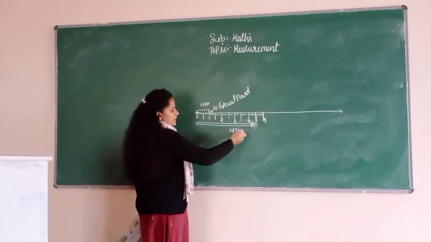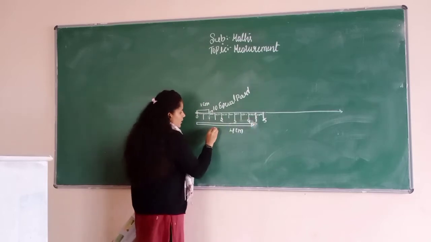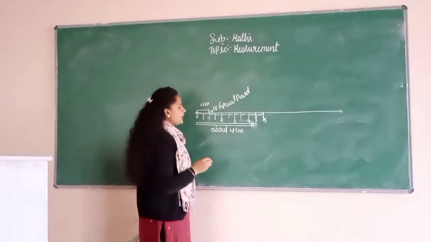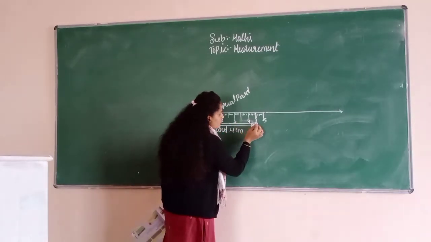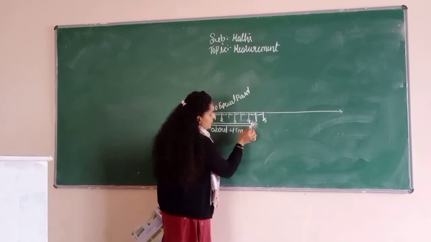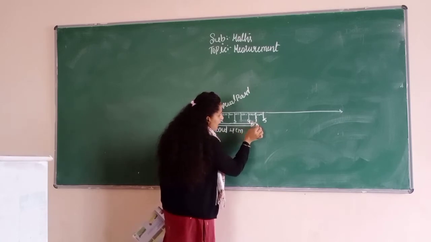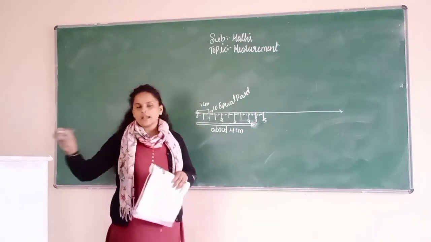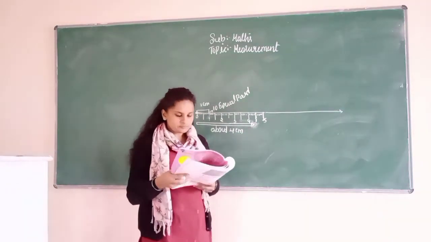Why is it 4 centimeter? It is closer. What do I have to write? It's about 4 centimeter. It is closer to 4 centimeter. It has not reached the halfway. So it is 4 centimeter. So we have to write like this.